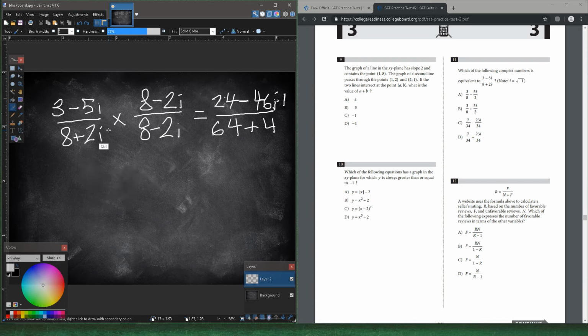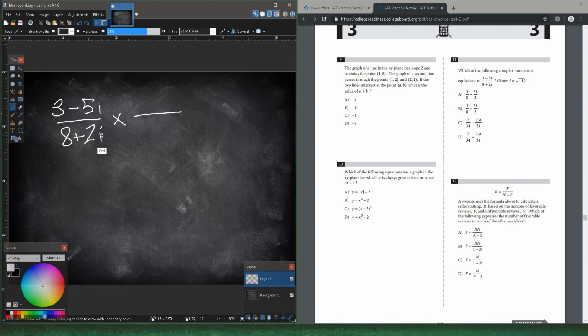Pretty basic complex numbers. What these are trying to tell you is to rationalize the complex, because there's two complex numbers right here. There's a complex 3 minus 5i and a complex 8 plus 2i, and they just want to make one complex number, as shown in all the possible answers.